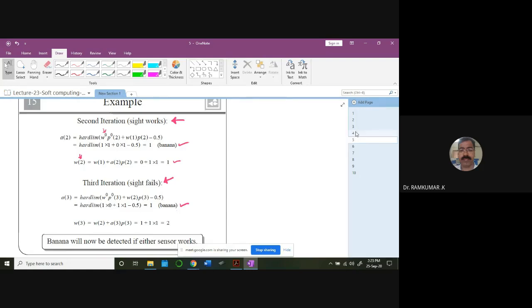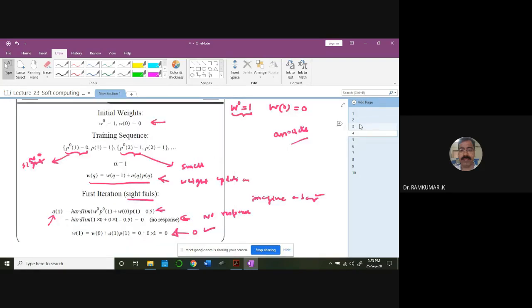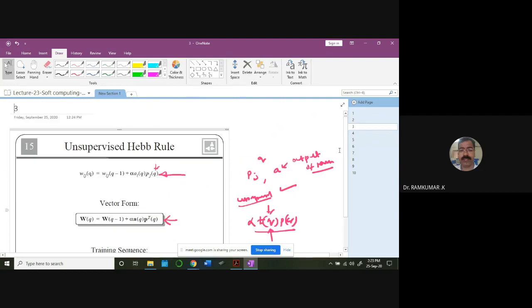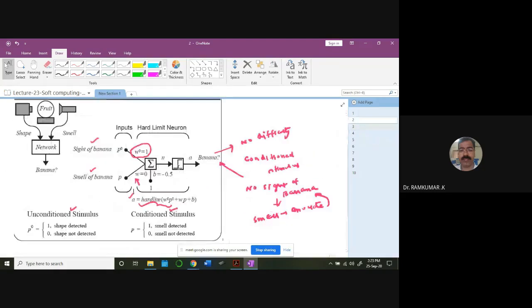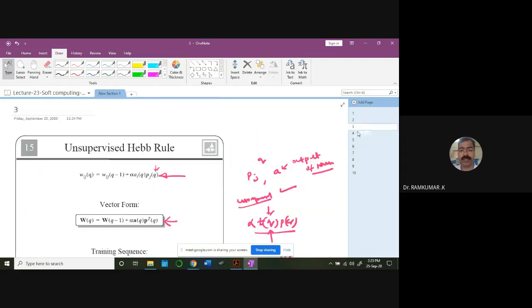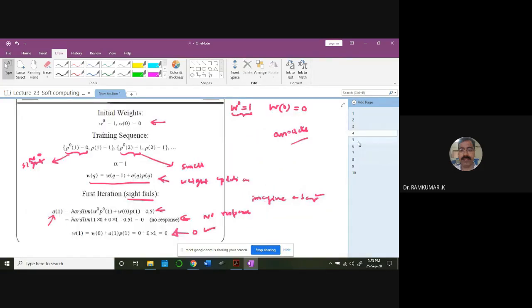See, I don't know initially, so I'm just keeping the weight W0 as 0. Remember, this weight is 0 initially. But now I'm learning. Okay, I'm going to learn from this weight. Okay, so I'm going to relate a banana with the smell. That's the association. So thereby I'll be in a position to work out the algorithm comfortably.